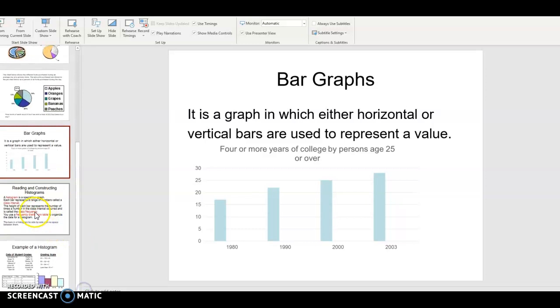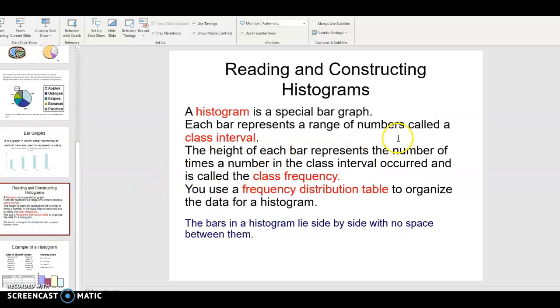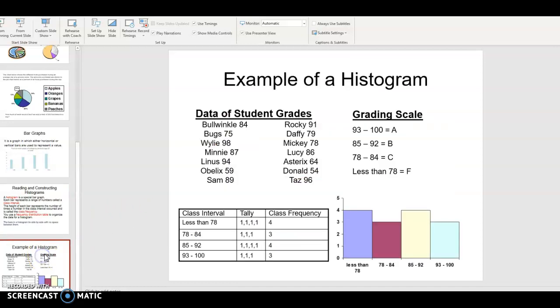Then a histogram is just a special type of bar graph. You have to understand what class intervals are. Instead of representing just one number, each bar represents a range of numbers. Then you have your class frequency, which is the length or the height of the bar. Then you have your frequency distribution table, which is used to organize the data. So I've got a little example here.